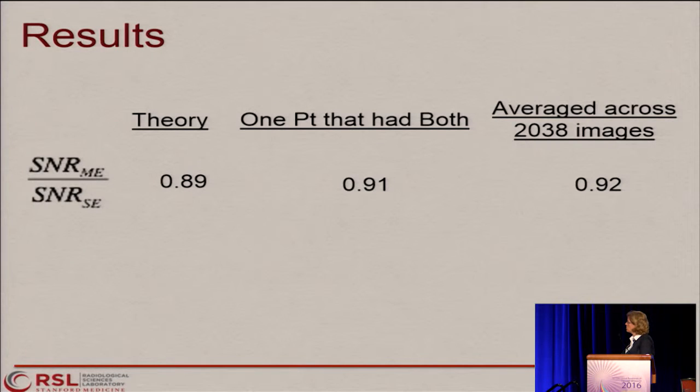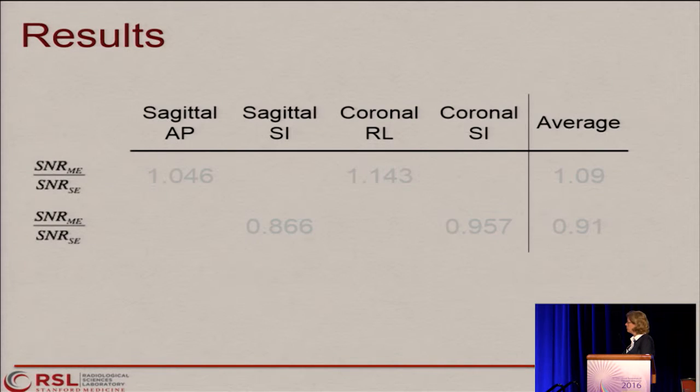The results are shown here of the signal to noise of the multi-echo compared to the single echo, in the patient that had both, and then averaged across those 2,000 images. You can see that across all the images, it compared very well. If we split it out, however, and ask what was happening in those images where the phase encode is in the SI direction, we see that the multi-echo actually does better than the single echo did.